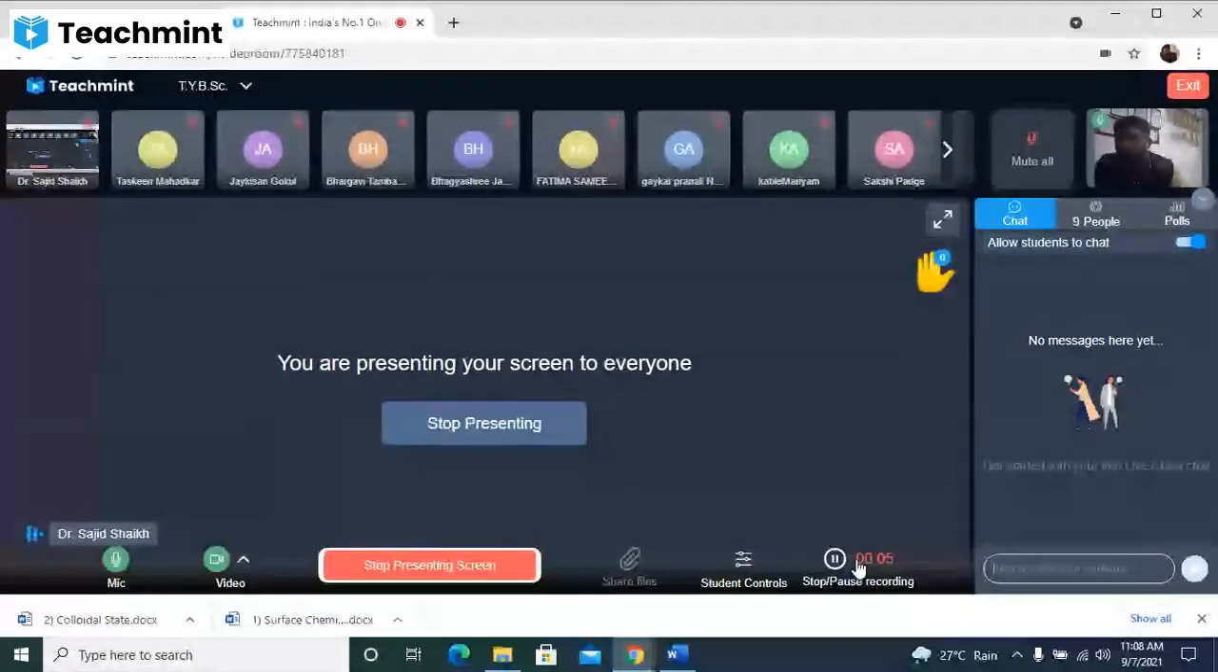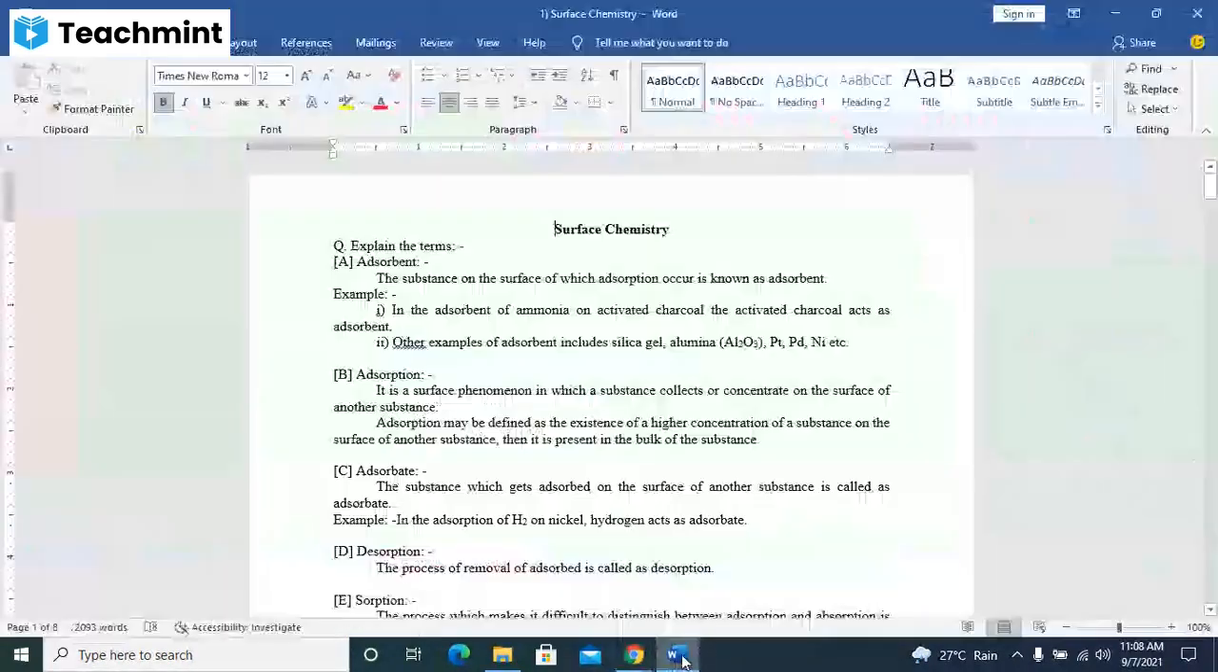Today we have to start with the last unit of physical chemistry, that is surface chemistry and colloidal state. Though two different lessons are there, one is surface chemistry and another one is colloidal state, also called colloidal chemistry. First of all, we will start with surface chemistry. It is a very important branch of chemistry that deals with surface phenomena.